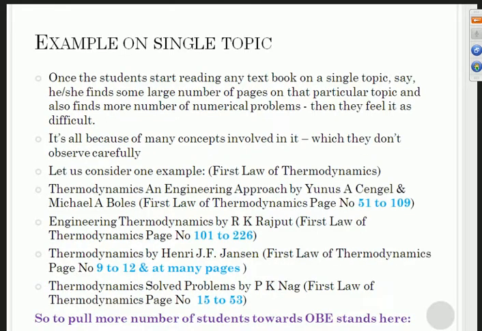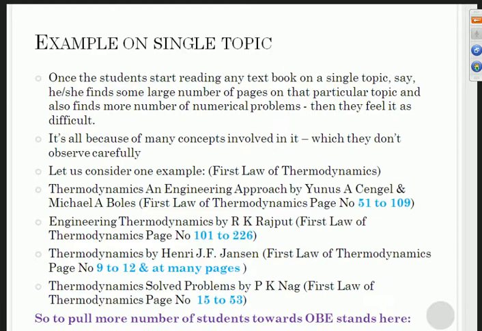Let us consider one example here on a single topic. Once the students start reading any textbook on a single topic, say he or she finds a large number of pages on that particular topic. It may not be true for all the cases, but sometimes they will observe a large number of pages to be written and also find more numerical problems to be solved. Then they feel it is very difficult. It's all because of many concepts involved in it, which we know, but they don't observe carefully.